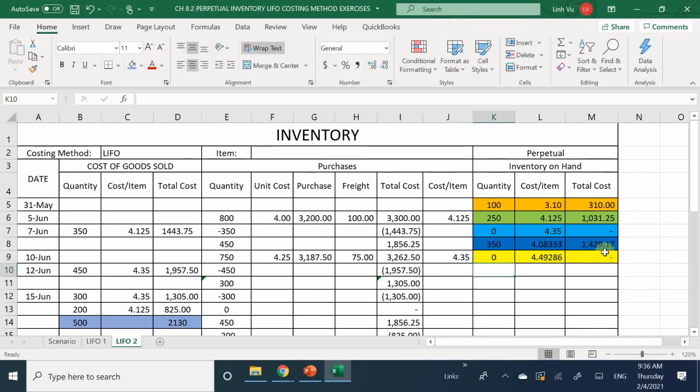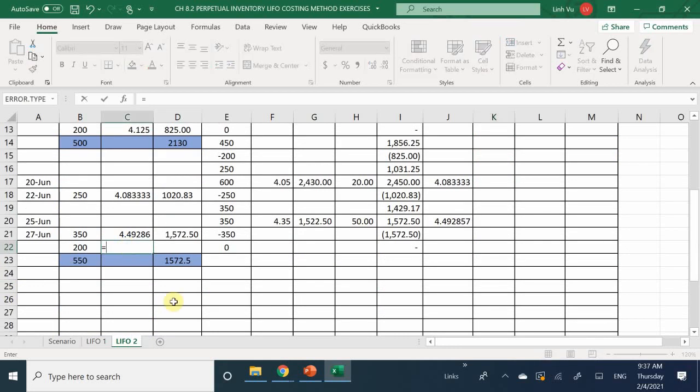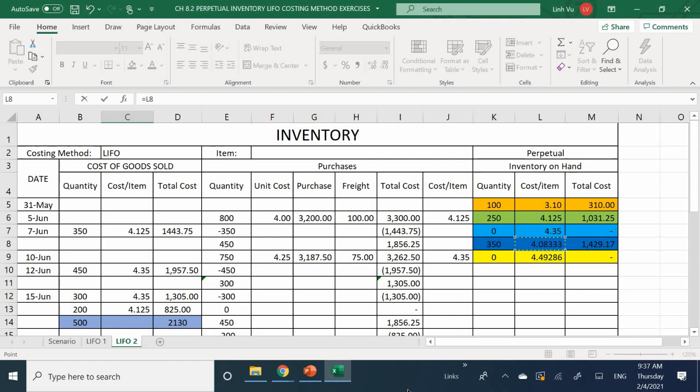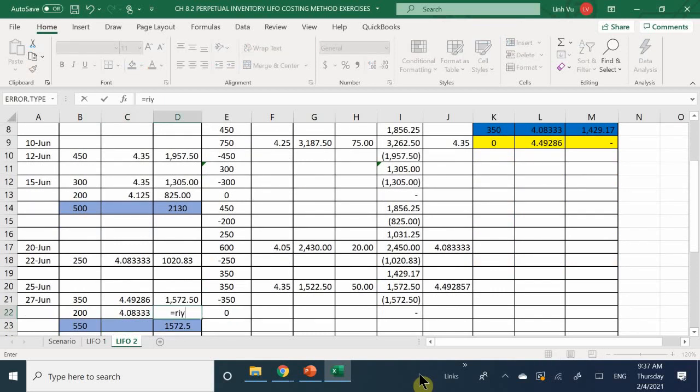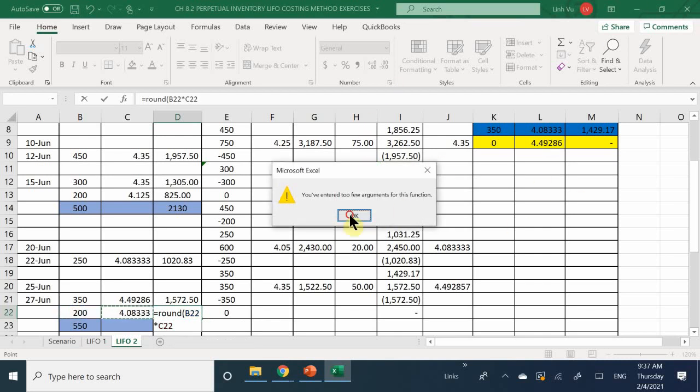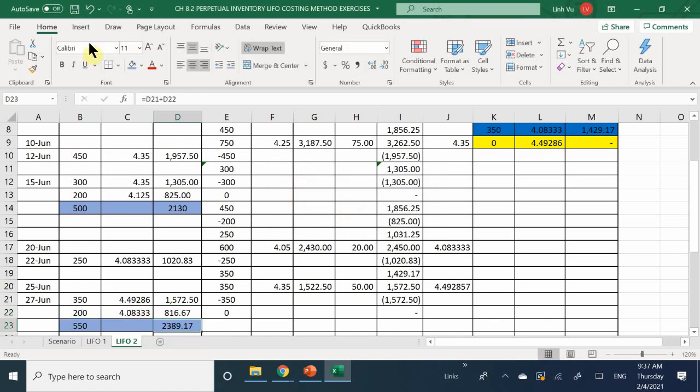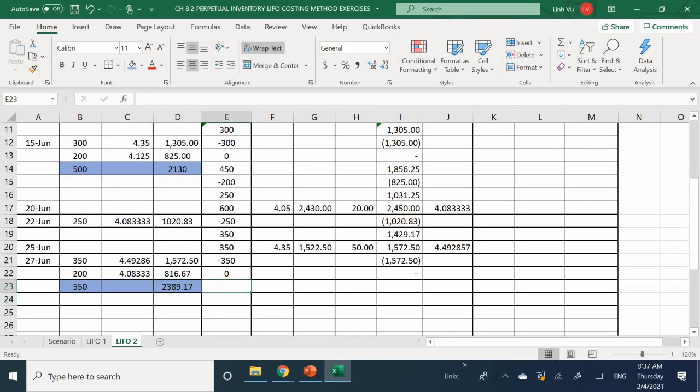So now we're going to dive into our purple batch, and we're taking 200 extra items from my purple batch. All right, and how much is it going to cost me for each purple item? 4.08333. So therefore, I need to apply another equal round formula here. I forgot to put the comma 2. Comma 2. All right, and how much is that going to be? 816.67. Good.